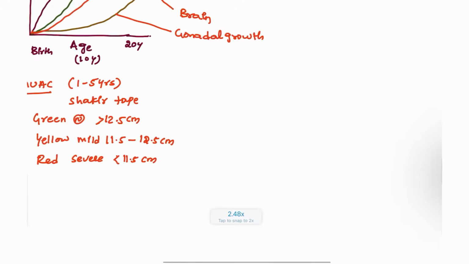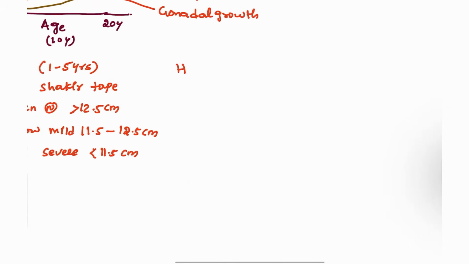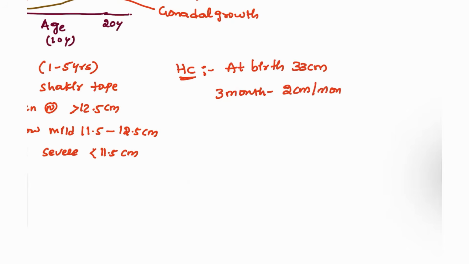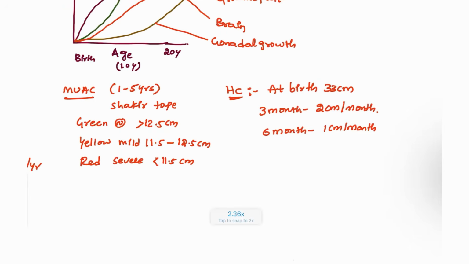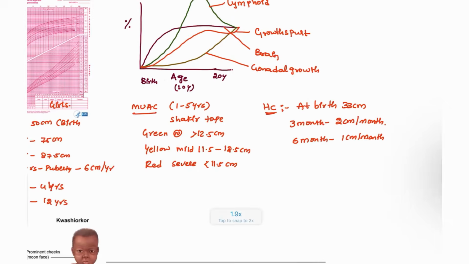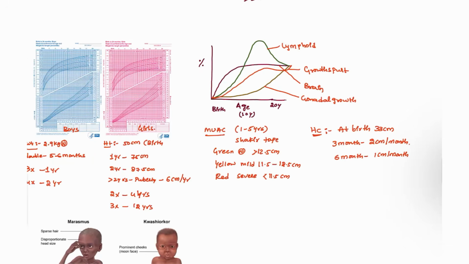Next, we will be discussing the head circumference. Okay, head circumference, usually at birth the normal is 33 centimeters. For the first 3 months, it is going to increase 2 centimeters per month. Next, until 6 months, it is going to be 1 centimeter per month. Right, this is how you have to remember the head circumference, and these are some of the important things that you have to remember for the anthropometric measurements.